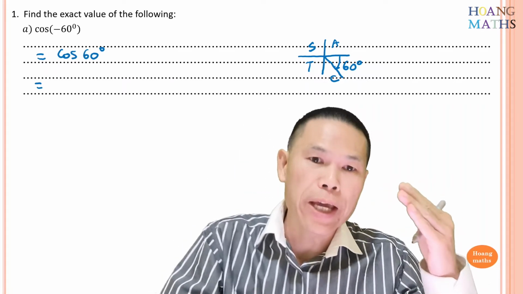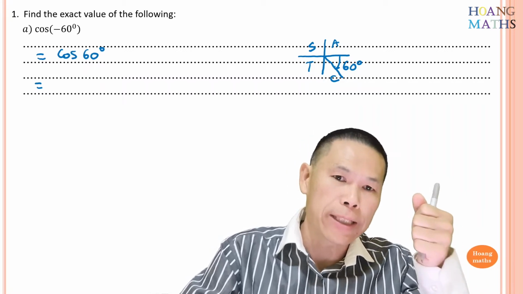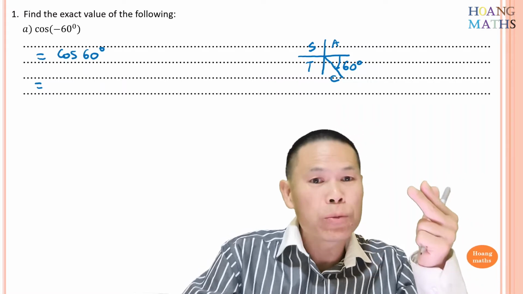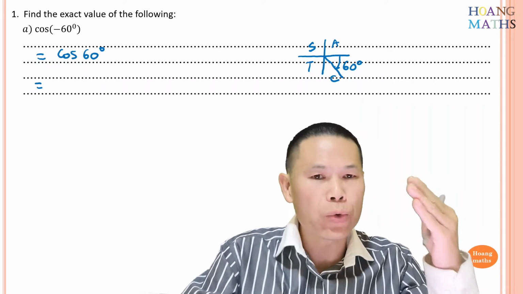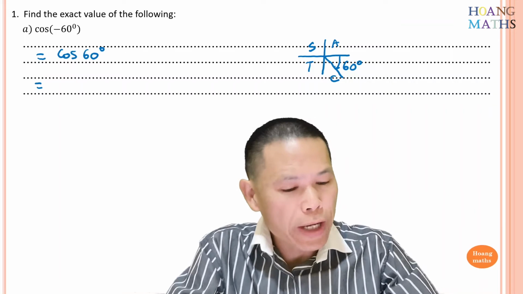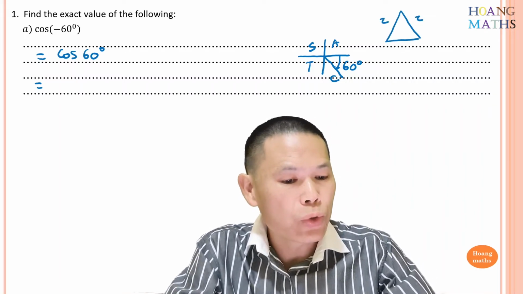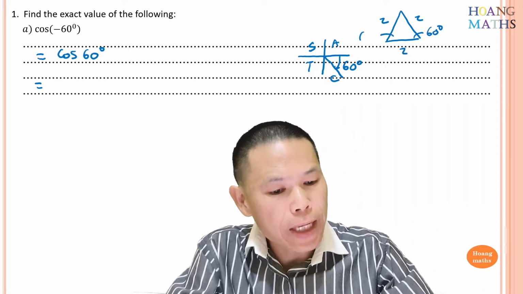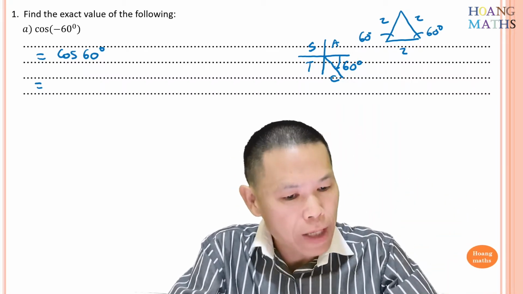Now we need to work out the exact value for cos of 60. If you remember the exact values for sine, cos and tan of 30, 60 and 45 degrees, that would be fantastic. Otherwise, you can use a calculator or draw a triangle and work it out from there. Let me draw a triangle so you can see how I got these numbers. Sides 2, 2, 2, and the angles are 60, 60 and 60. But I'm going to split this in half.